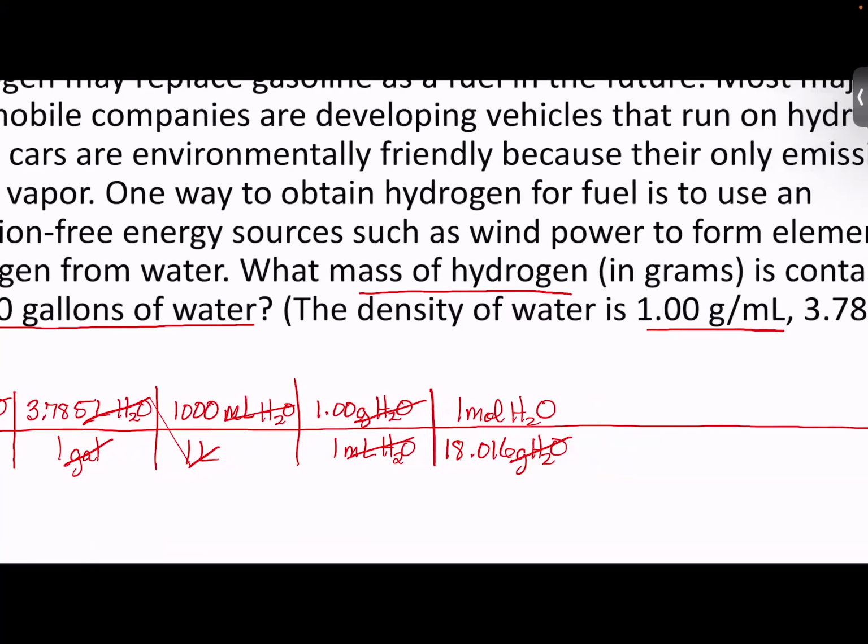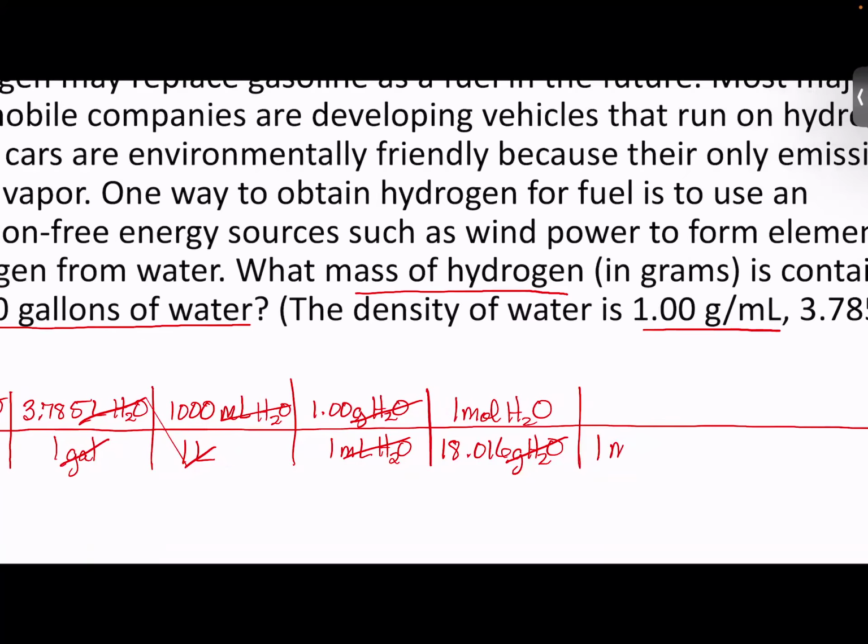Now I can use the mole to mole ratio: for every 1 mole of water, there's 2 moles of elemental hydrogen. The moles of water went in the denominator and I'm left with moles of hydrogen. But I was asked for mass of hydrogen. So my final conversion factor is 1.008 grams of hydrogen is equal to 1 mole of hydrogen. The mole of hydrogen went in the denominator, leaving me grams of hydrogen for the numerator. Now I'm ready to do this math.